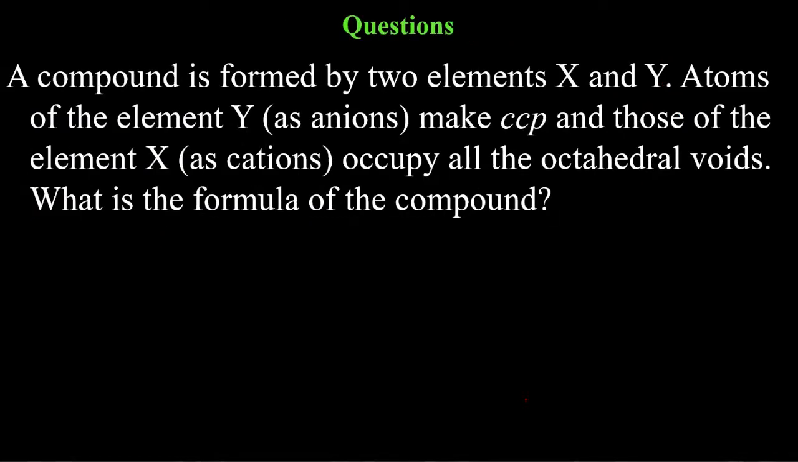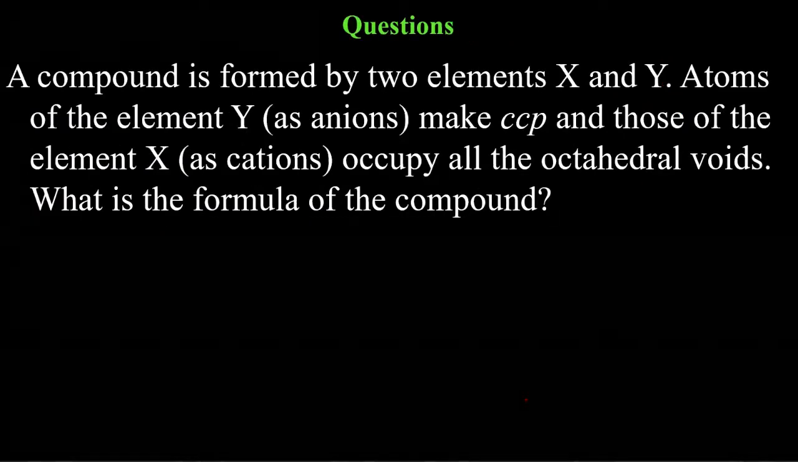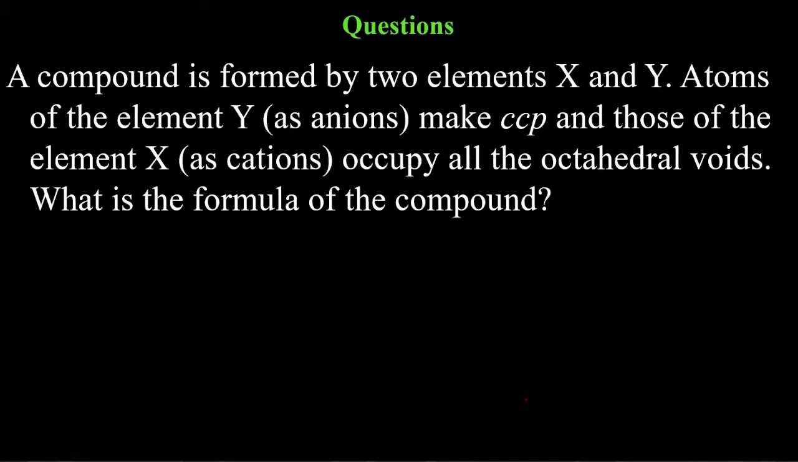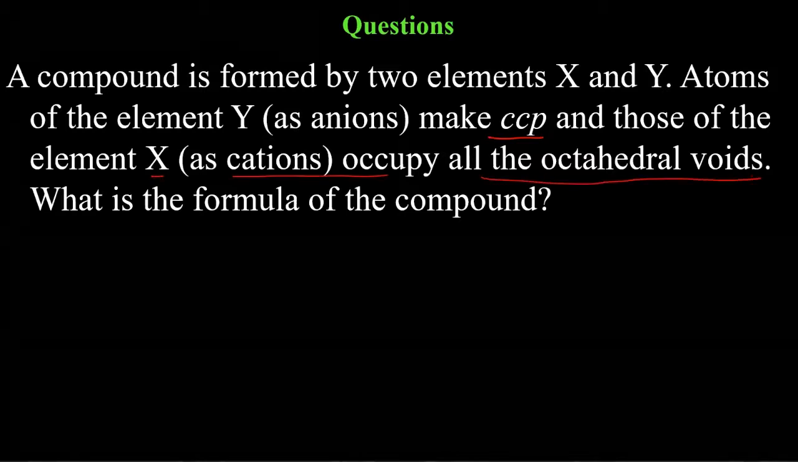Now a question. A compound is formed by two elements, X and Y. Atoms of element Y, the anions, make CCP, and those of the element X, the cations, occupy all the octahedral voids. What is the formula of the compound?